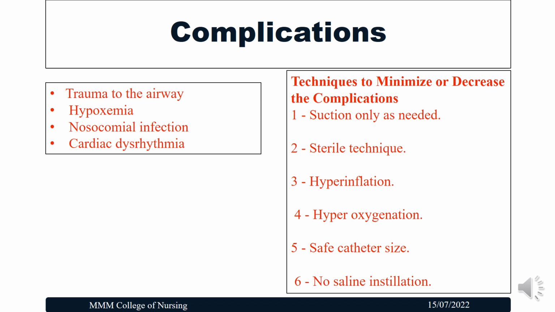What are some of the techniques we can use to minimize or decrease the complications? Suction only as needed. Very often we should not apply suction. If you want to do suctioning more than 1 or 2 times, we have to wait for 1 minute, then we can do the next suctioning. Sterile technique should be followed. Hyperinflation and hyperoxygenation of the patient before suctioning, a safe catheter size, and no saline instillation should be done for the patient.